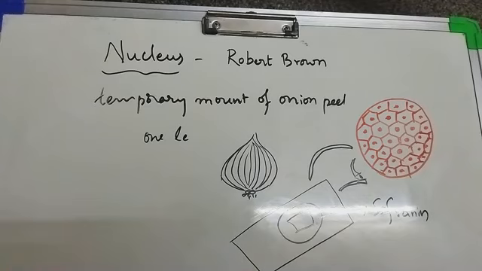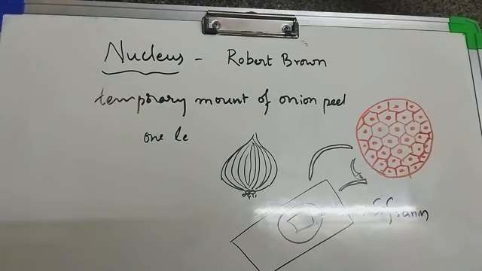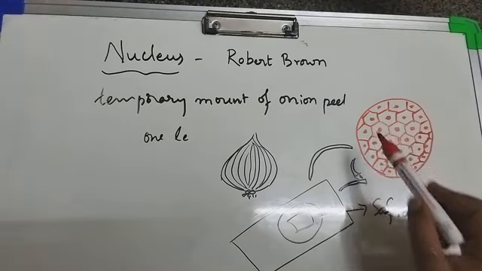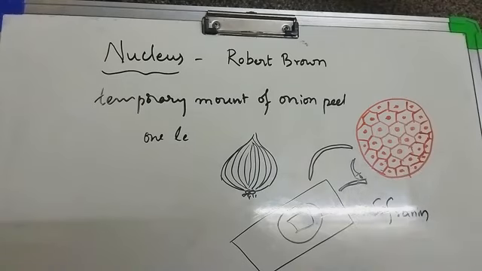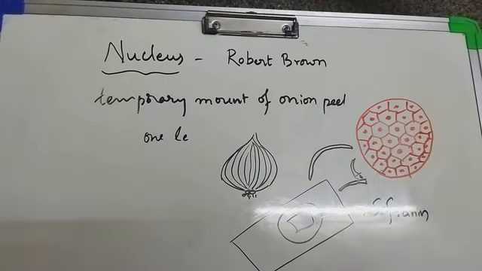So we can use saffranin or iodine solution. The entire peel, is it getting evenly stained? No. The central part is getting more colored, and the remaining part is getting pale colored, right?